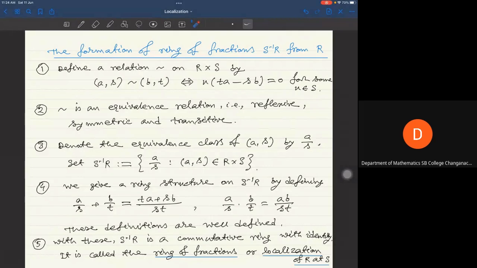So we have constructed a set. Starting from a commutative ring with identity, we have constructed this set and given a ring structure by defining this addition and multiplication. Of course, you should verify that these two operations give a ring structure on this set, and that ring we call a ring of fractions or localization of R at S. Can anyone tell me what is the identity element of S inverse R?